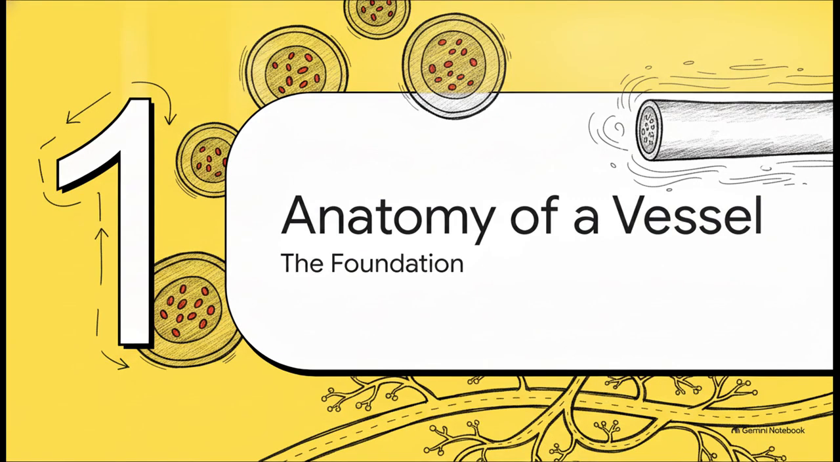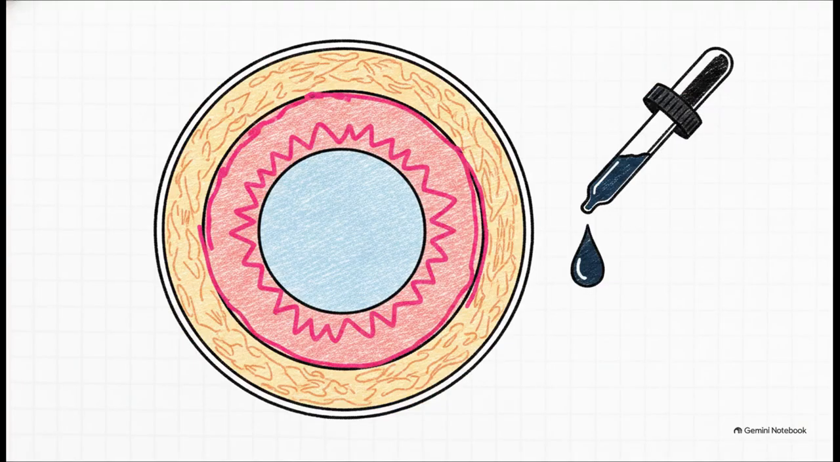Starting off with Section 1, Anatomy of a Vessel, the foundation. Now, to truly understand how things go wrong, we first have to establish our healthy anatomical baseline. These normal vessels are built with 3 distinct layers. You've got an inner layer called the tunica intima, which is lined by endothelial cells. Then a muscular middle layer called the tunica media. And wrapping it all up is an outer layer known as the tunica adventitia.